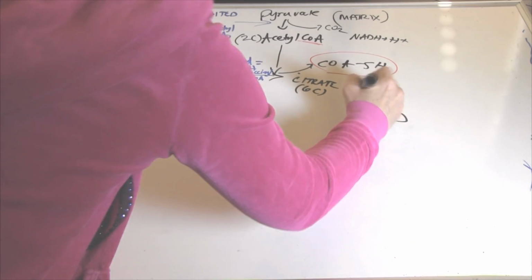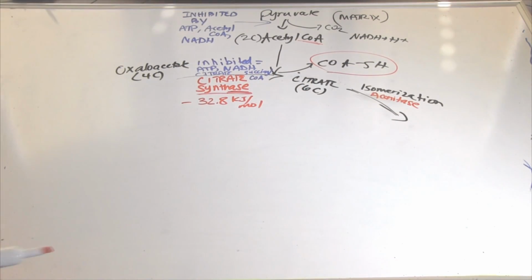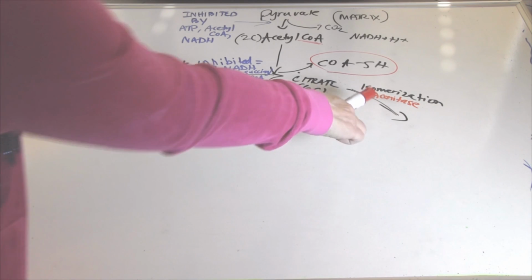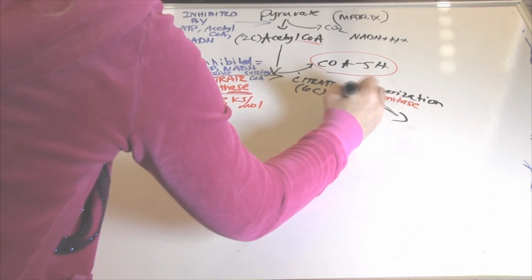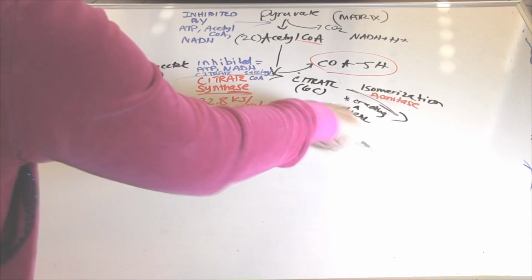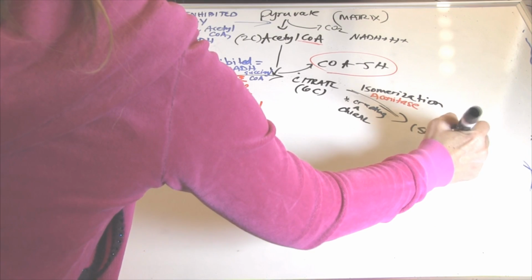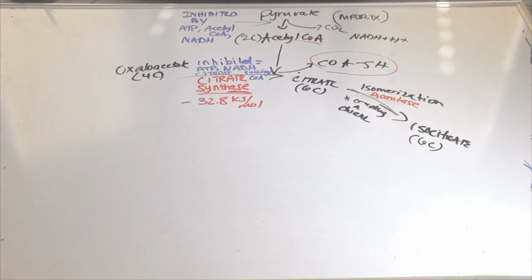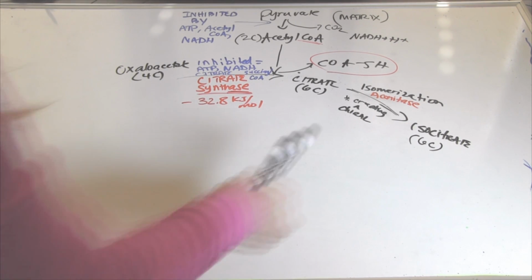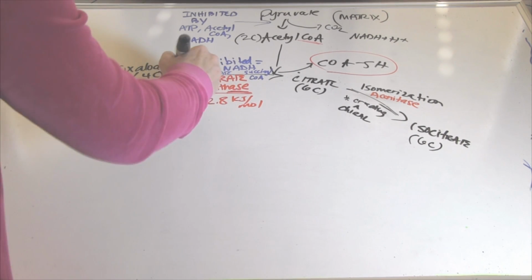The next step, this is an isomerization. It is catalyzed by aconitase. We are creating a chiral compound known as isocitrate, which is still 6-carbon. There is a quick intermediate in here. It's called cis-aconitate, or aconitase. This is where we get the enzyme name from. Okay, so this is step 1.